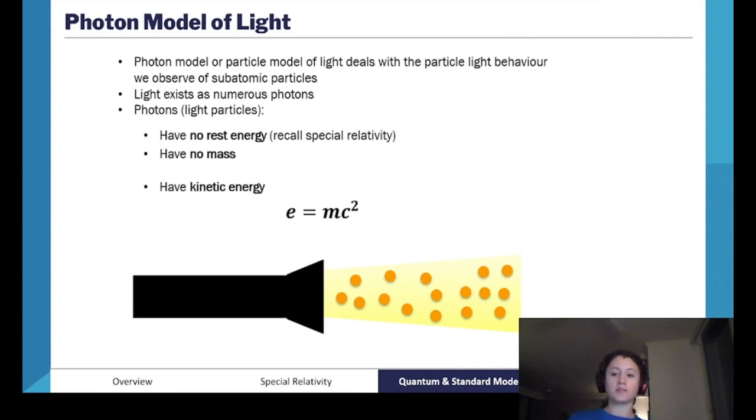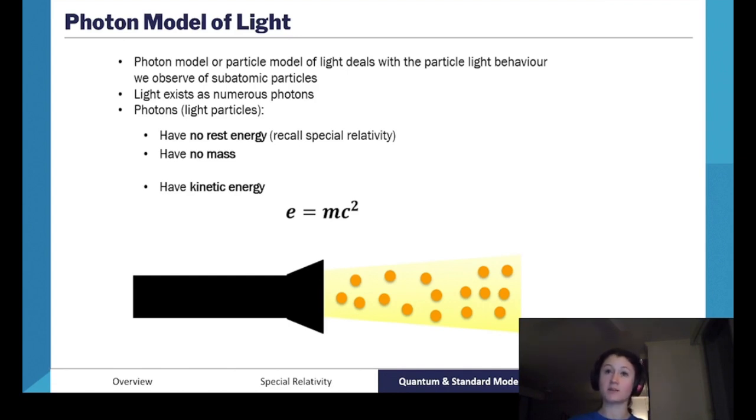So this is kind of a visual representation of the photon model of light, right? The photon model or particle model of light deals with the particular light behavior we observe of subatomic particles. So, light exists as numerous particles which we call photons, and photons have no rest energy, they have no mass, and they have kinetic energy. So the energy of the photons can be described by E equals mc squared.